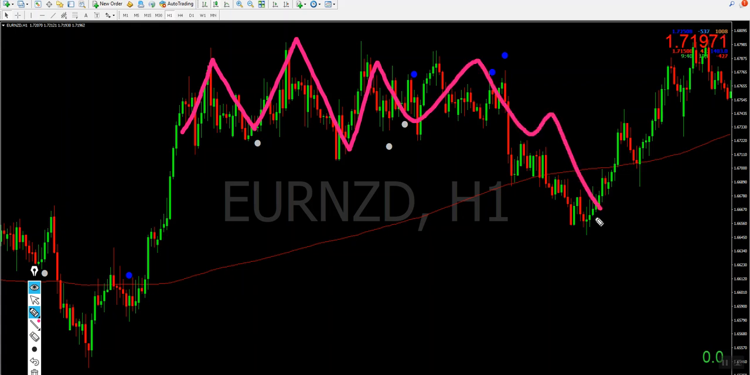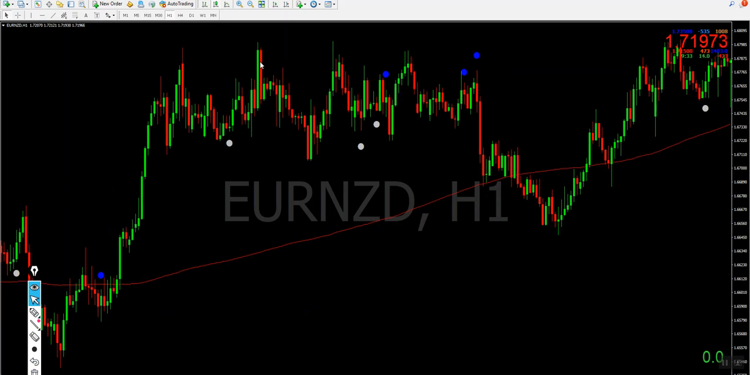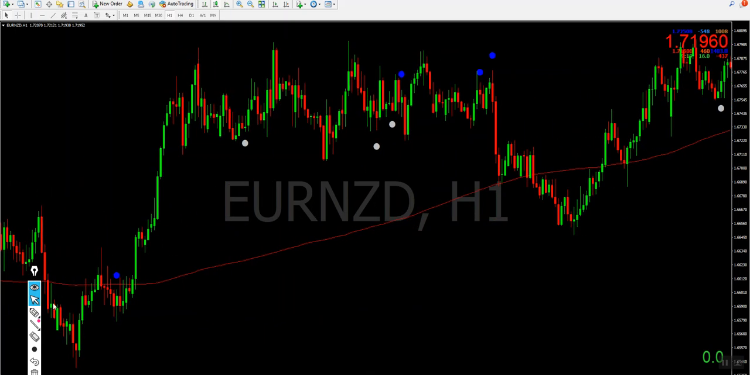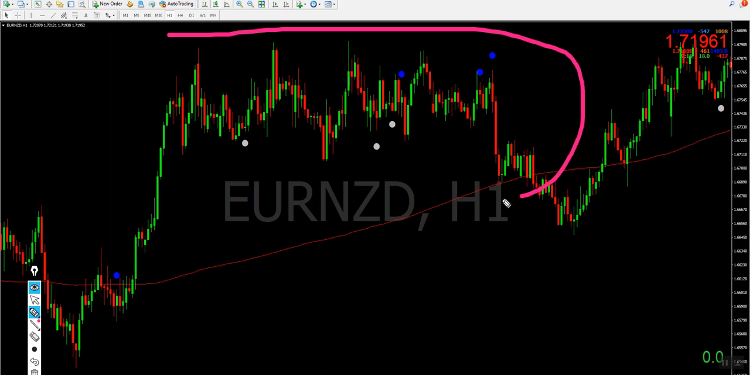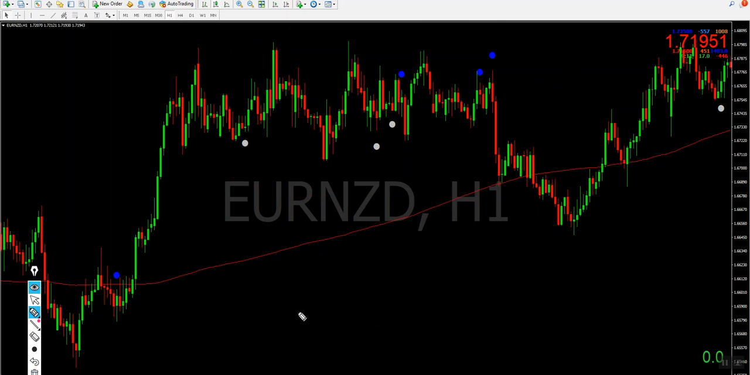You would notice as well that when it's oscillating, you'll be getting both buy and sell signals. Buy signal, sell, sell, sell. I mean, what kind of thing is that? You don't want to be taking such trades. So when there's consolidation going on, as we have here, just do not trade. Look for a pair that is trending.